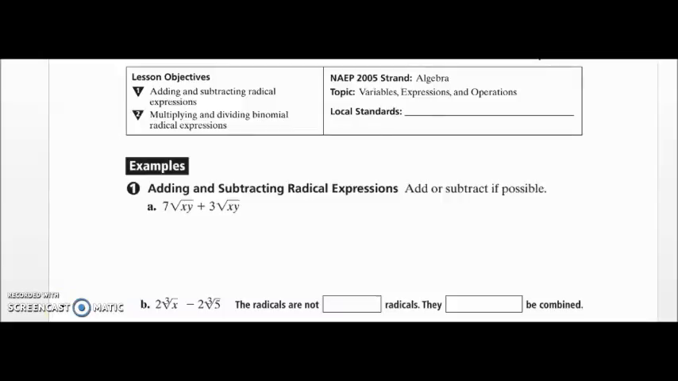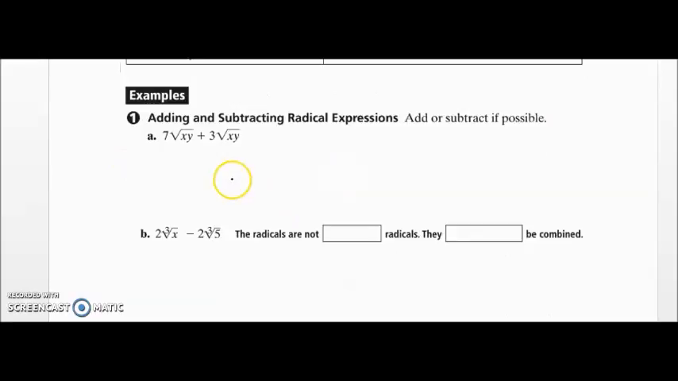Okay, today we're going to take a look at adding and subtracting radical expressions. In order to be able to add or subtract radical expressions, the expressions must have the same index and the same radicand. So the index, once again, remember, is the number that appears here at the radical. In this case, it would be a 2.